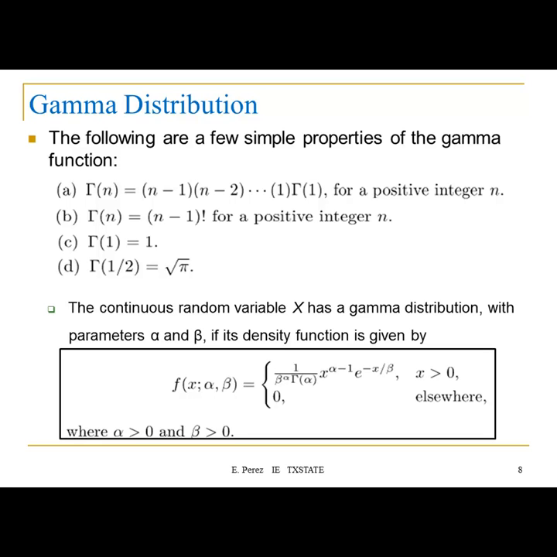The continuous random variable x has a gamma distribution with parameters alpha and beta if its density function is given by this function. We're going to have parameters alpha and beta, and those parameters are going to define our function. I'm going to talk about them in a few minutes. Those parameters are always greater than 0. So alpha and beta, which are here, here, and here, always need to be greater than 0.